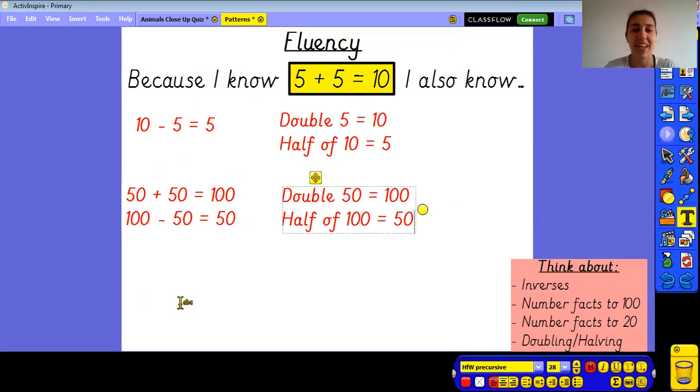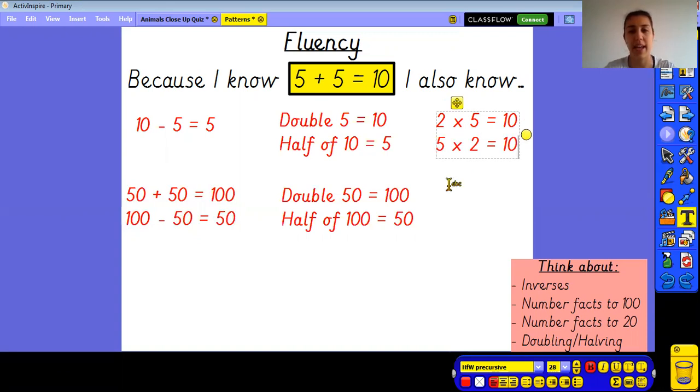Right, let's have a think then. If I can double, because my addends are the same? Well, that's the same as saying that I've got 2 groups of 5. So I could say that I've got 2 groups of 5 and that is equal to 10. Or I could say that I've got 5 2 times and that is equal to 10.